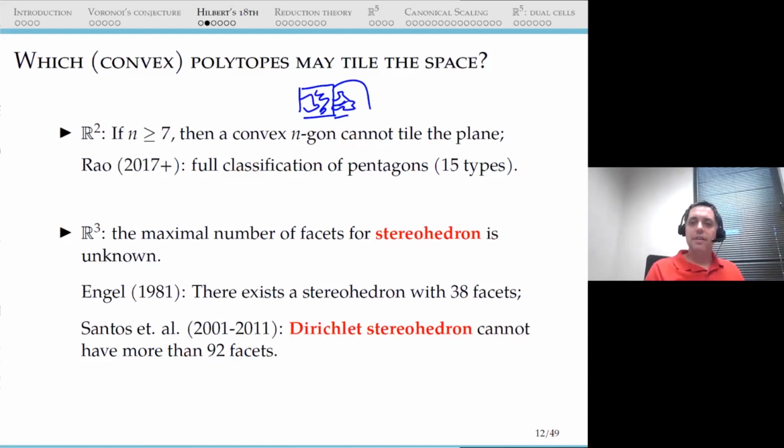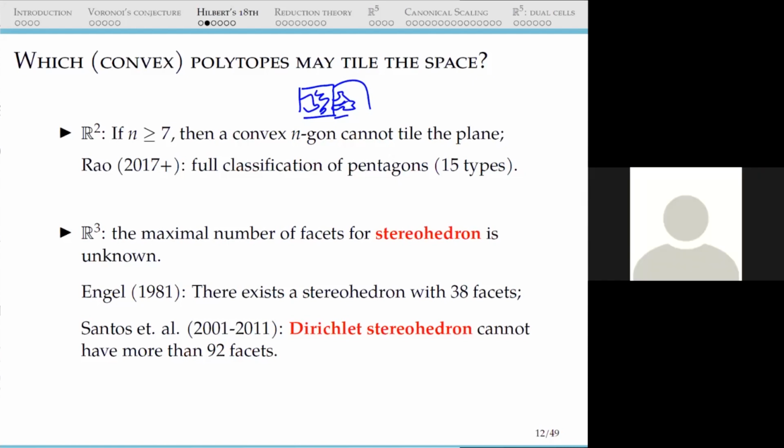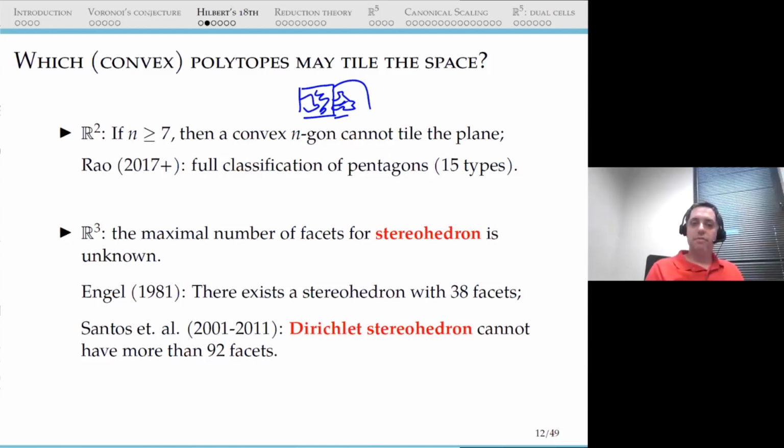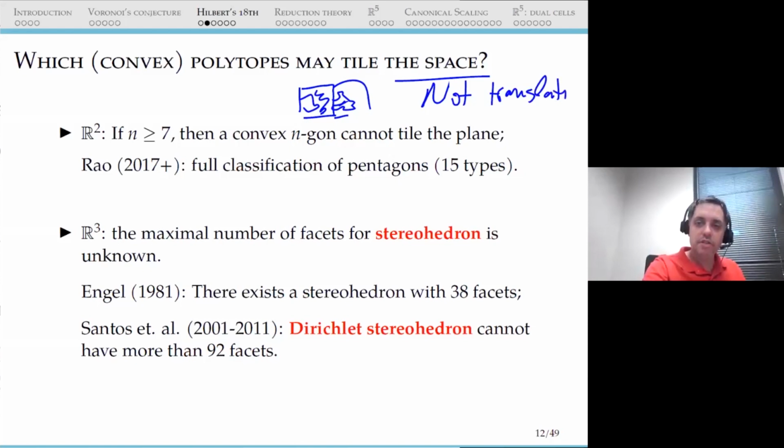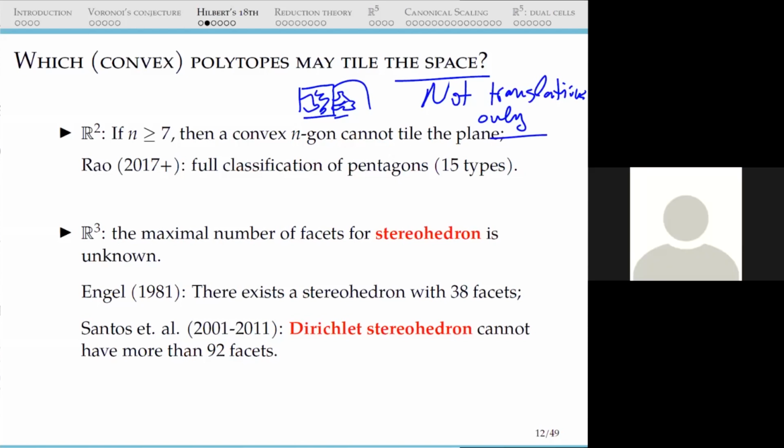Excuse me? You have a pentagon and some translations. It's translations, yes? No. So now we are not talking about translations only. If only translations are allowed, then it's only a parallelogram or a centrally symmetric hexagon. So it's not translations only.